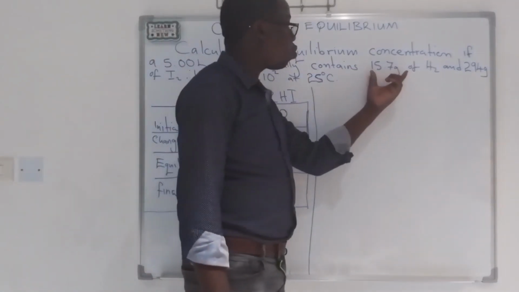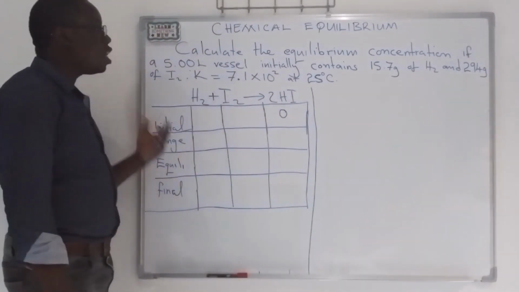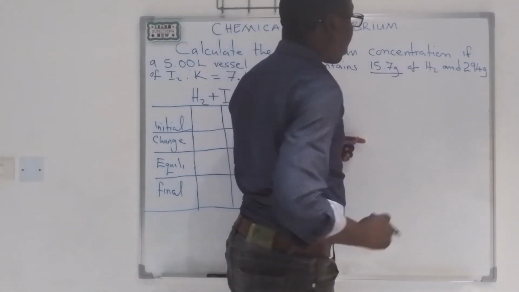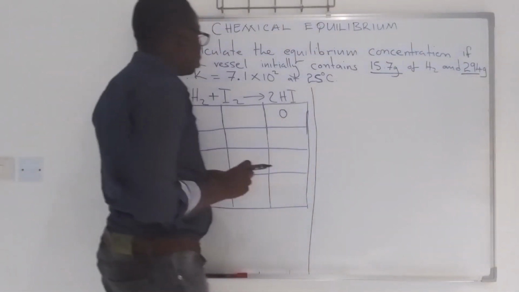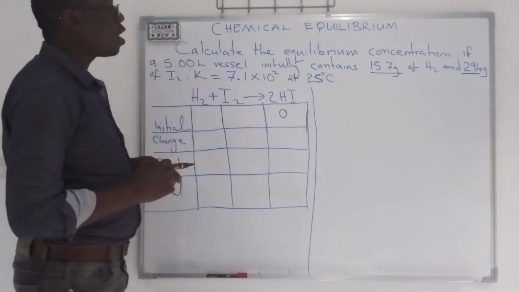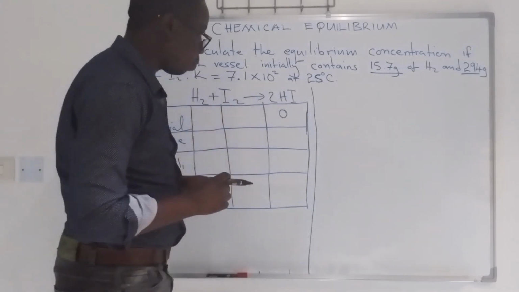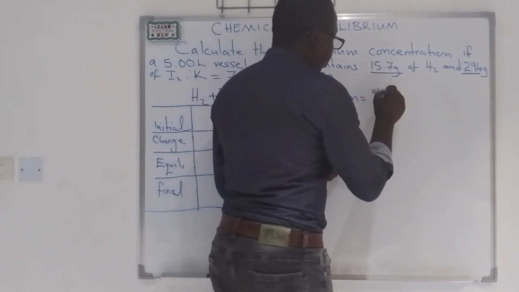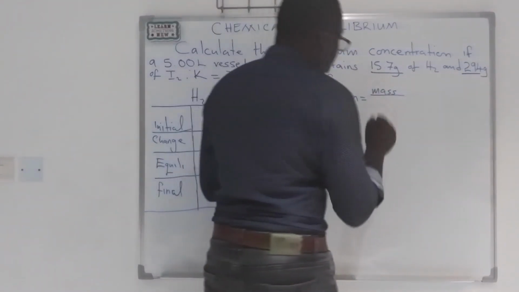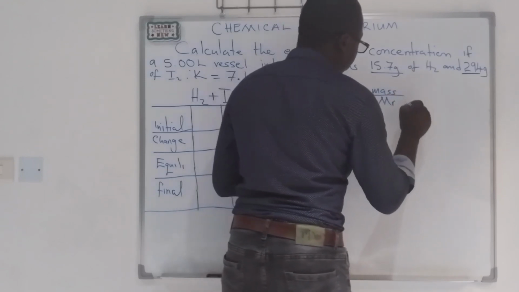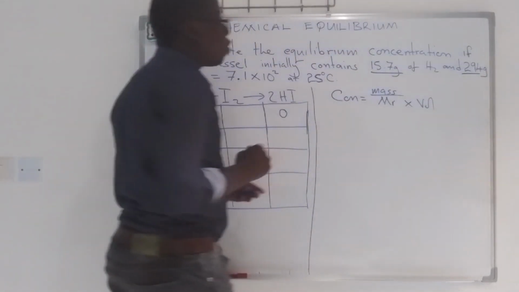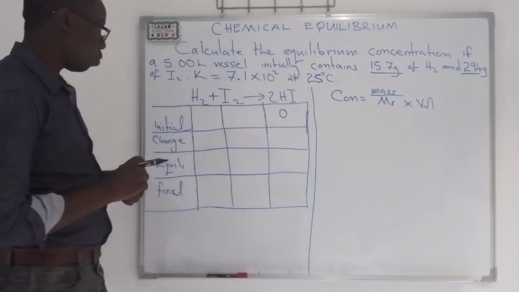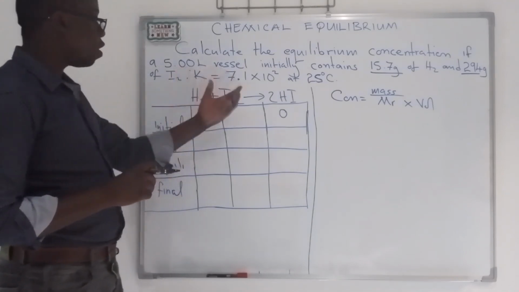Well, the two masses that we have should help us to get the initial concentrations for the reactants. So we have to use the masses, that is the 15.7 for hydrogen and the 294 for iodine. With the volume, this should help us to find the concentration. Now, how do we calculate concentration? We say concentration is equal to the mass of a given reactant divided by the molar mass of that reactant multiplied by the volume of the vessel. So if you have that as the formula for concentration, what are we going to do in this question?